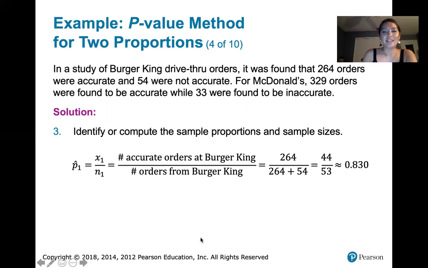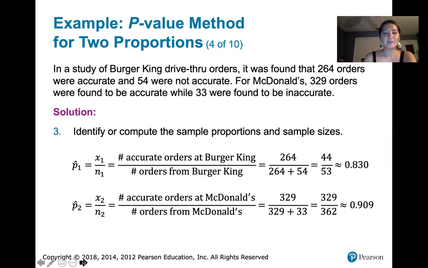So that means we have to take the inaccurate orders and the accurate orders and add them together to get the true sample size. Don't just randomly divide 54 by 264. Think about what these numbers mean. You've got to find the sample size, find the number of successes, however you choose to define success. I'm choosing to define it as an accurate order, and then compute that proportion. In this case, the proportion is 44 over 53, which is approximately 0.830.